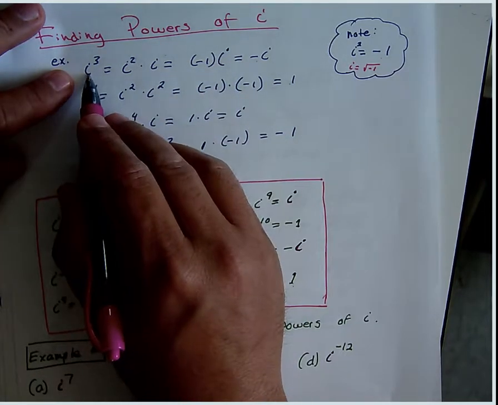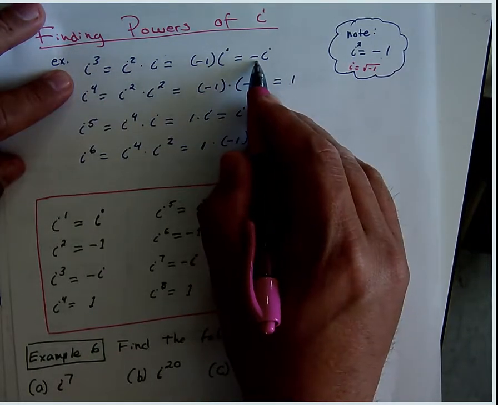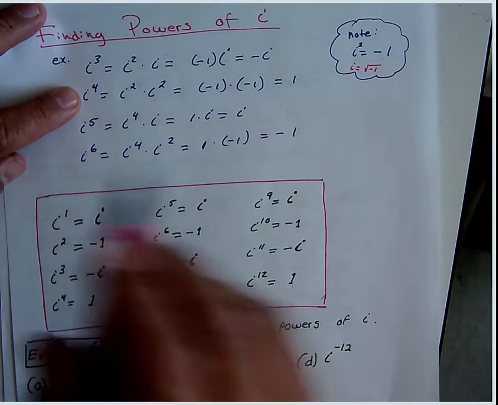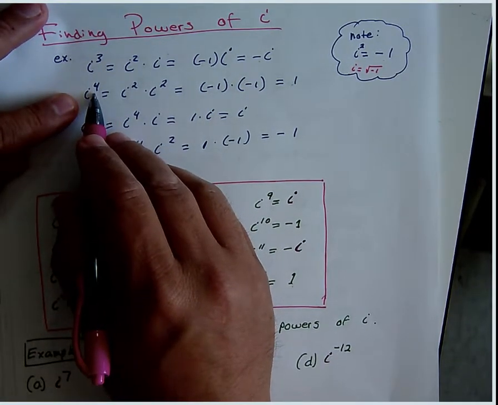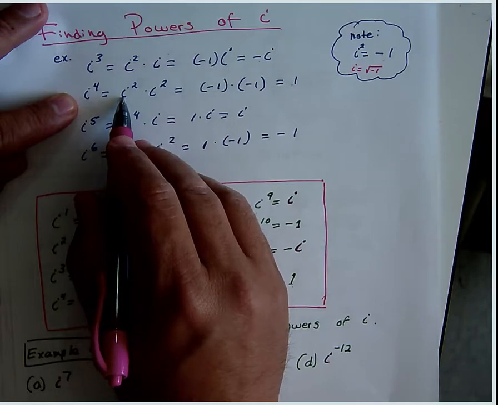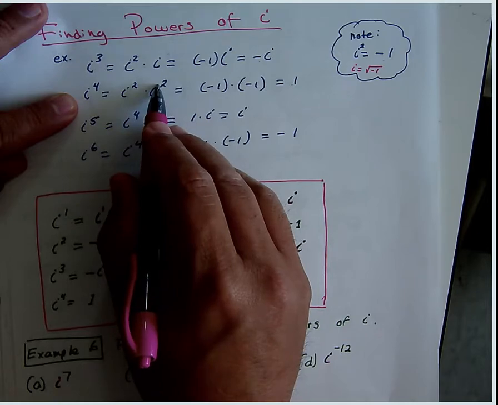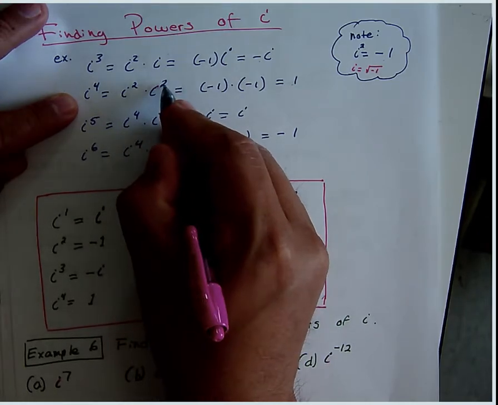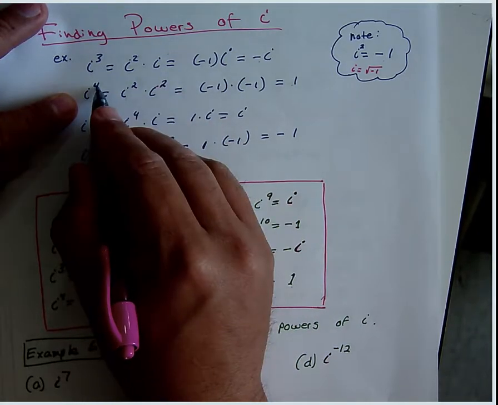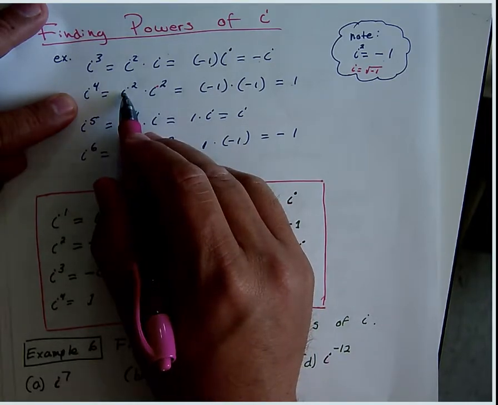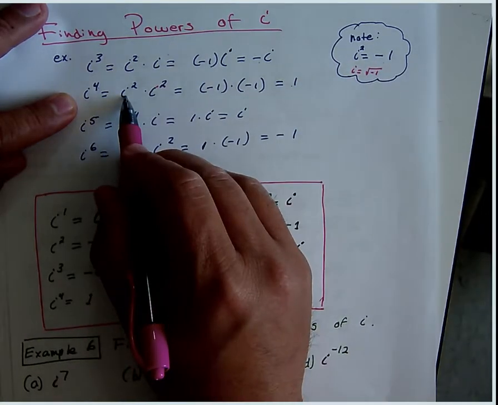So they know i cubed would be -i all the time. Now i^4, all they did again was separate it into 2 and 2, so i squared times i squared. 2 plus 2 gives you that 4. And they know that i squared again is -1. So they know this part is -1.